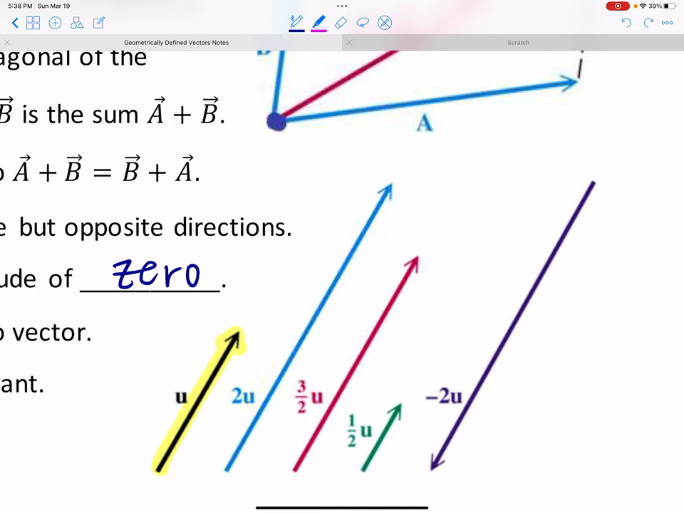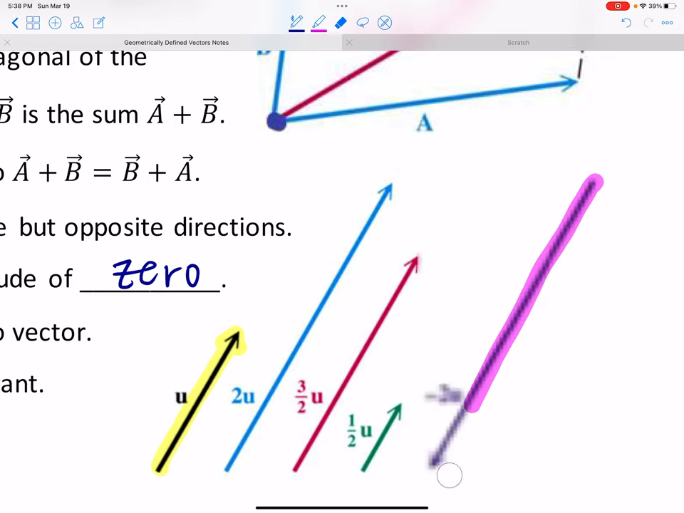Or if I said 3/2 u, that'd be like 1.5 of them. So here is one of them, and then half together, making the 3/2 u. Or take half of u, which would be half of what I see here. And then -2 times u means not only double it, but make it go in the opposite direction. So this is double the length of the u that we see there, and again, going in the opposite direction.